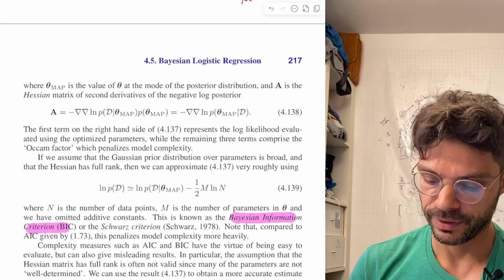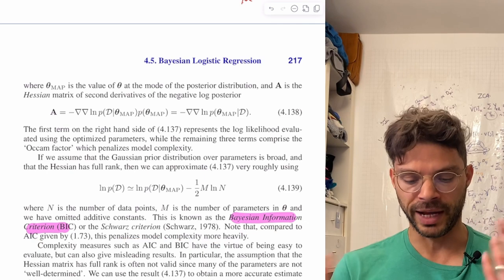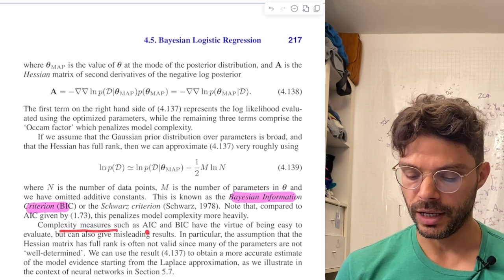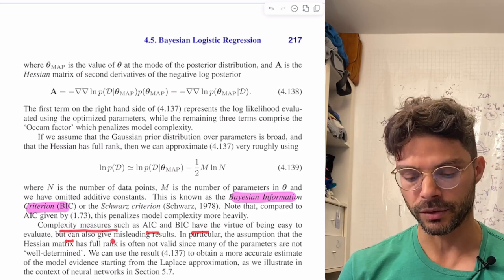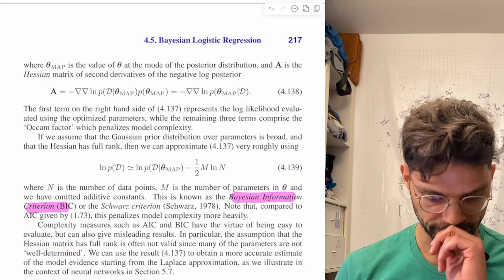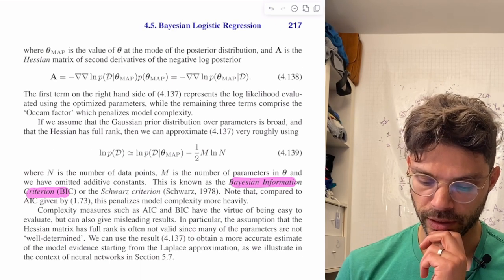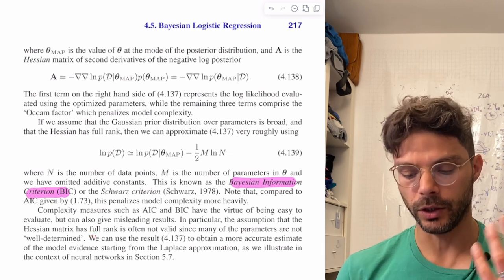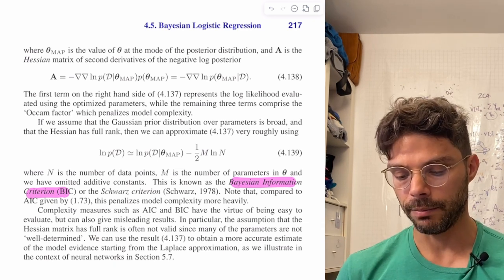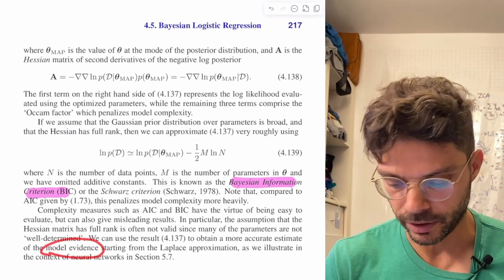Compared to the AIC, I guess it penalizes model complexity more heavily. I haven't done the comparison, but that seems to be the case. Complexity measures such as AIC and BIC have the virtue of being easy to evaluate, but can also give misleading results. In particular, the assumption that the Hessian matrix has full rank is often not valid, since many of the parameters are not well determined. And so later on we're going to use the Laplace approximation again to come up with a better measure of the model complexity, or of the model evidence.